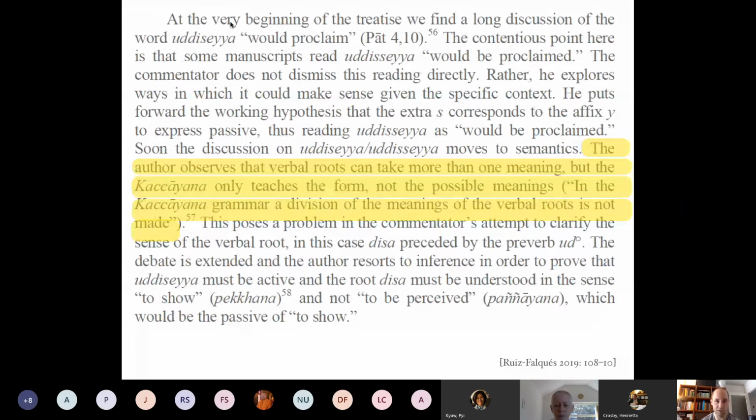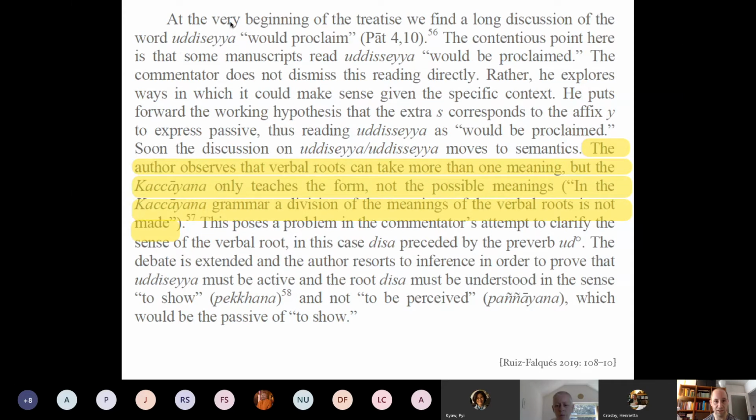Then another important point is that the author observes, in this case, in the analysis of forms in the Patimokkha Visodhana, in the text of the Patimokkha, he says in a kind of complaining way that the verbal roots can take more than one meaning, but the Kaccāyana only teaches the form, not the possible meanings. He says that in the Kaccāyana grammar, a division of the meanings of the verbal roots is not made. And that is true. In the Kaccāyana, we are discussing verbal roots, but we are never told what the meaning of those roots is and when a certain verbal root has to be applied in a certain meaning.